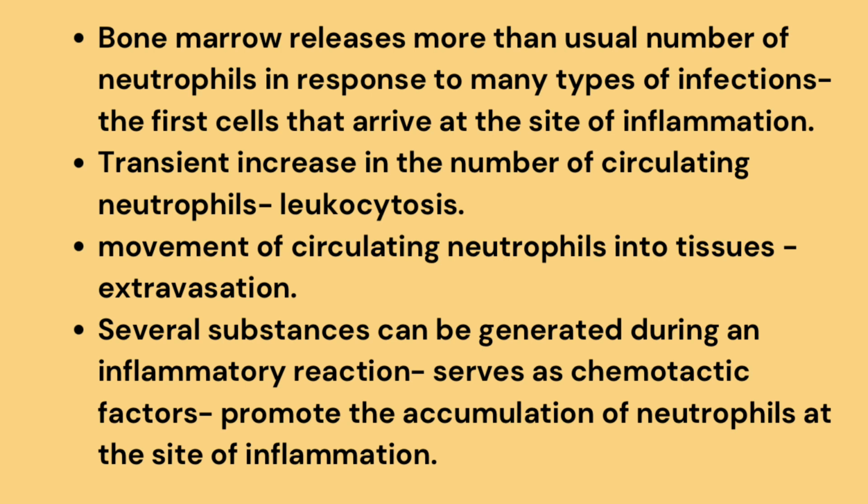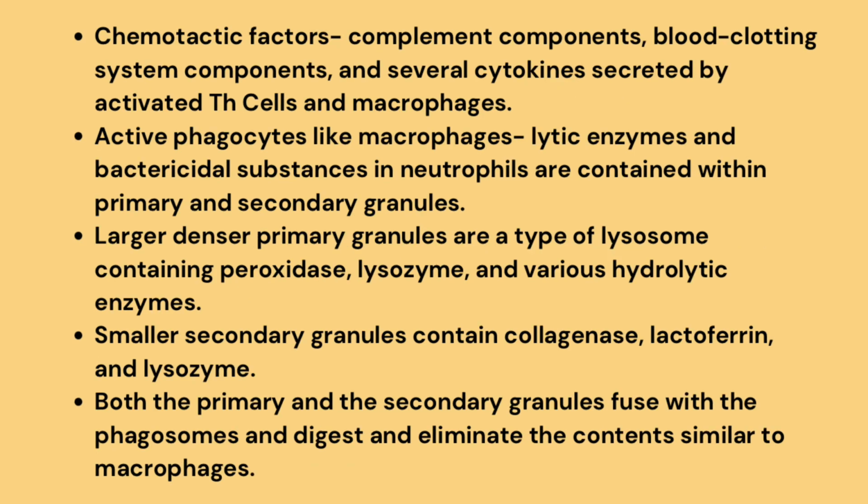Several substances can be generated during an inflammatory reaction which serve as chemotactic factors. So during an inflammation, chemotactic factors will be released. These chemotactic factors can be peptides, cytokines or bacterial products. And these chemotactic factors will promote the accumulation of neutrophils at the site of inflammation. Chemotactic factors include complement components, blood clotting system components and cytokines secreted by activated T helper cells and macrophages.